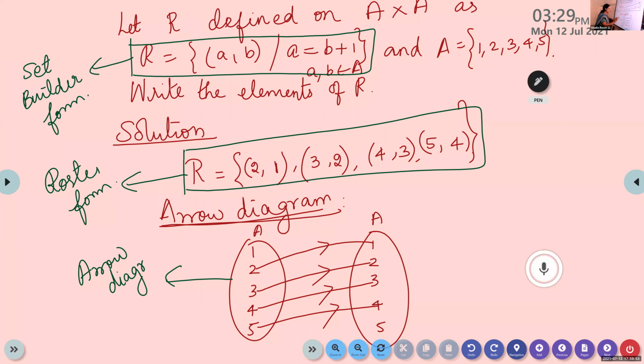Suppose you are given a relation, that relation can be represented in 3 forms: set builder form, roster form, and arrow diagram. Is it okay? First you copy this, children. First of all, you copy this.